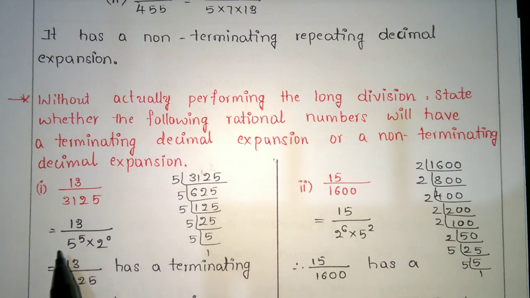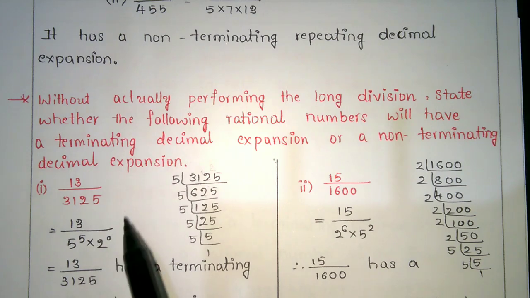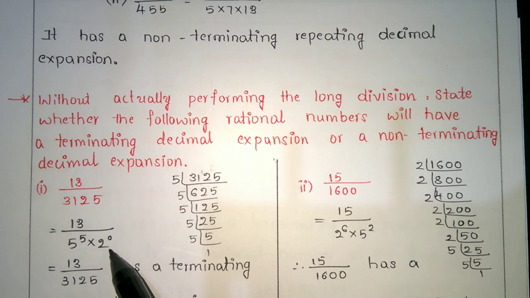So 13 divided by 5 power 5 into 2 power 0. You do not have any 2 power, so you write 2 power 0. So that means 13 divided by 3125 has a terminating decimal expansion.